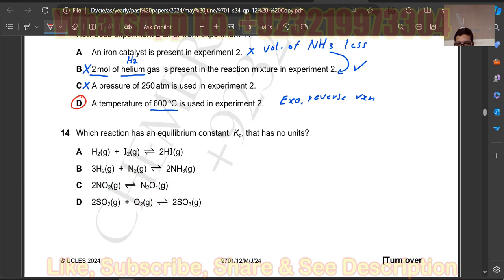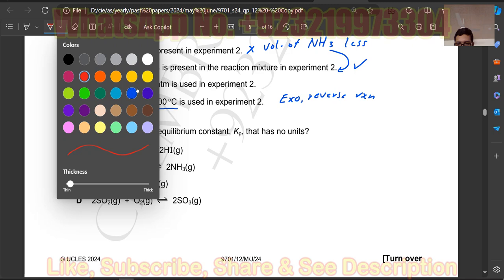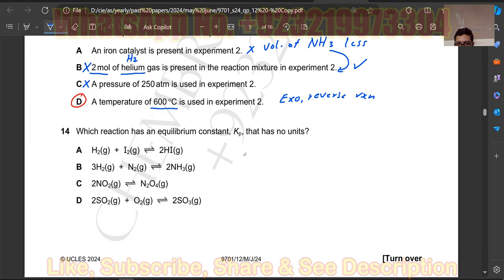Now the next question, number 14. Which reaction has an equilibrium constant Kp that has no units? In my opinion, that's the simplest question here. Why is it so? Because we know that the equilibrium constant is simply the ratio of the concentration of products divided by the concentration of the reactants. That's the simple mathematical formula of equilibrium.